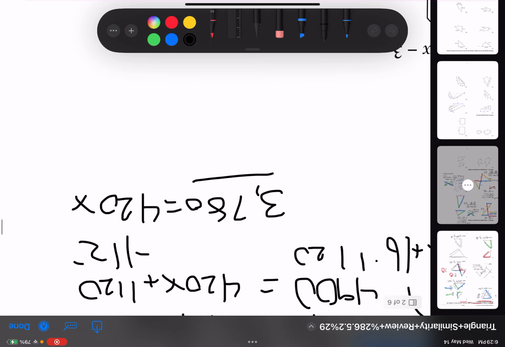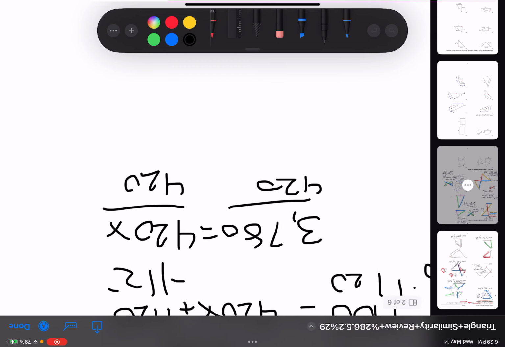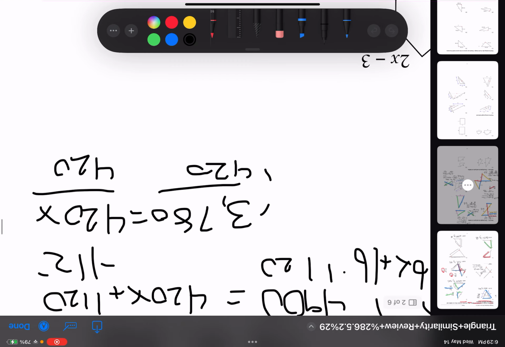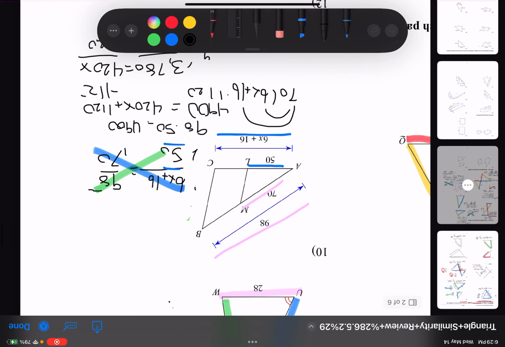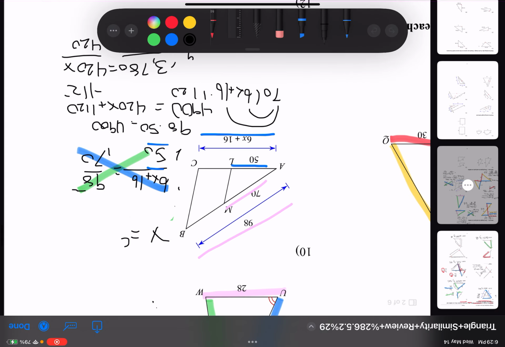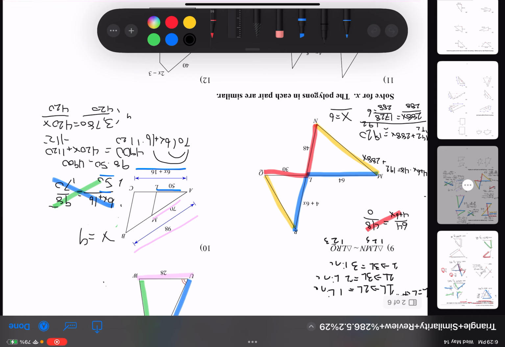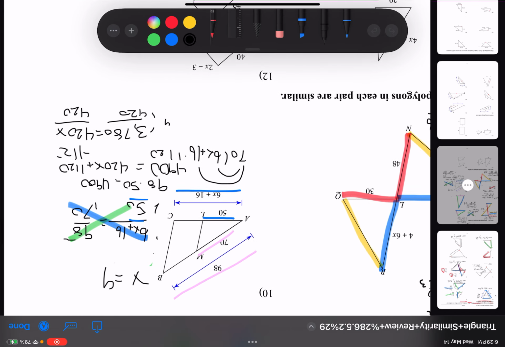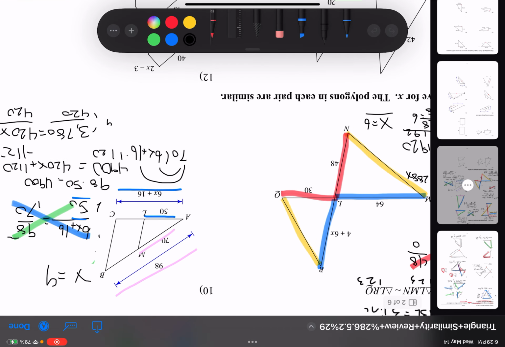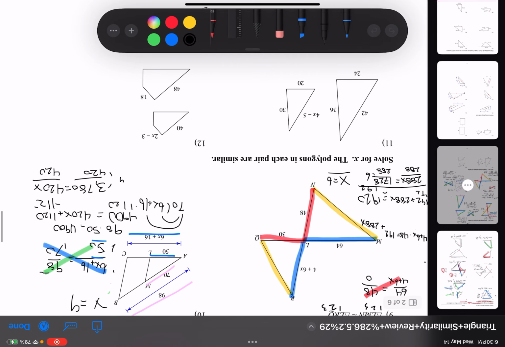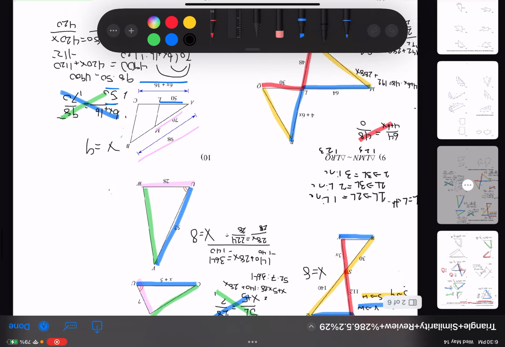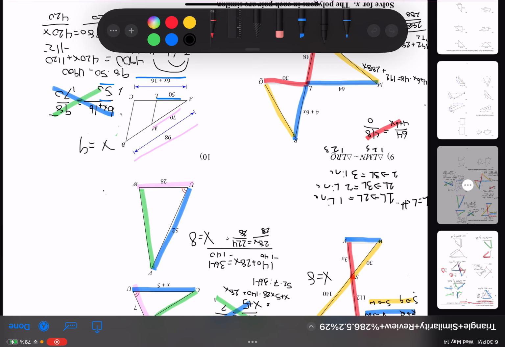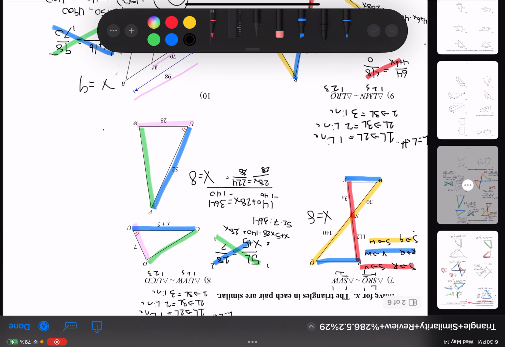And then you're going to divide it by the 420. 420 divided, and this right here is equal to 9. So that means our x is 9. Okay, boom. Boom, boom. Oh, we're done with that one. Guys, we're done.